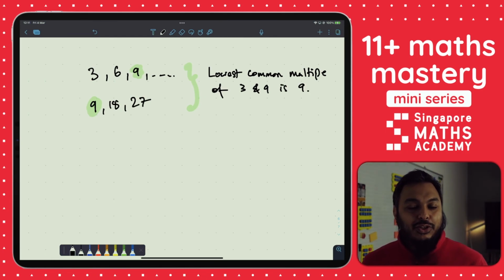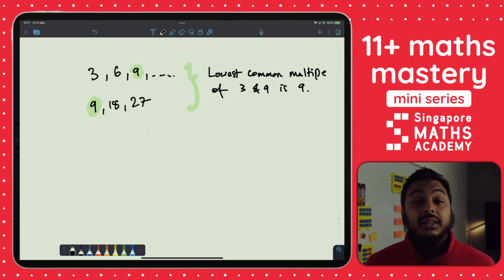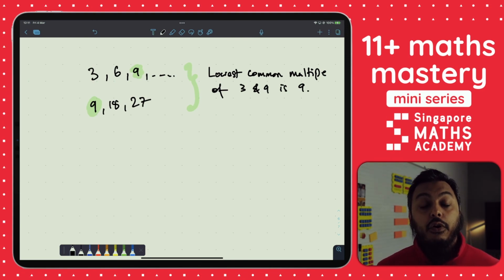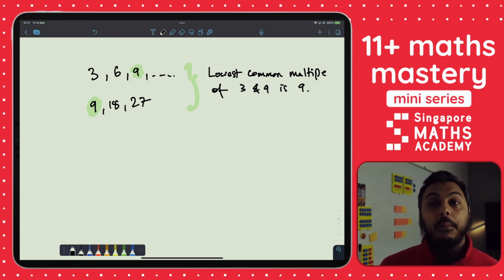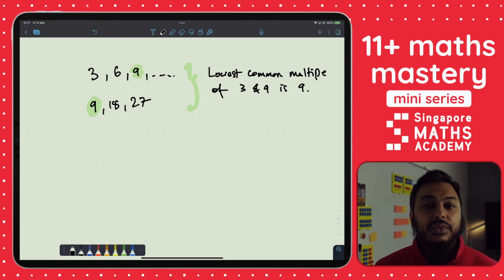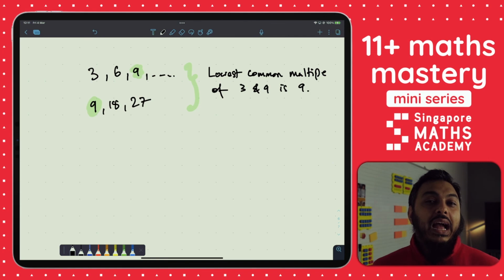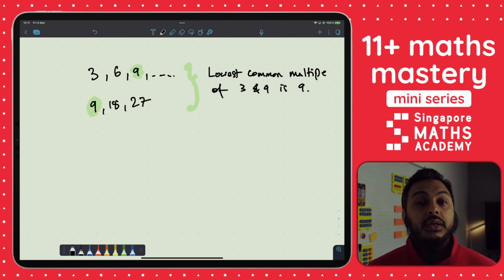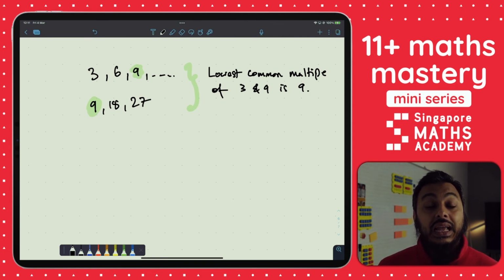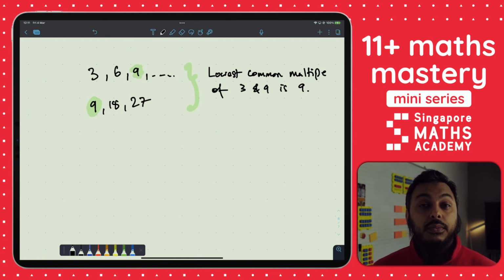And so that's common multiples. We have to look at the times tables of both the numbers and look out for the numbers that are in both times tables. The first number that's in both times tables is called the lowest common multiple. Knowing how to work out the lowest common multiple will help us with other topics like fractions, how to add and subtract fractions, for example, and finding equivalent fractions.